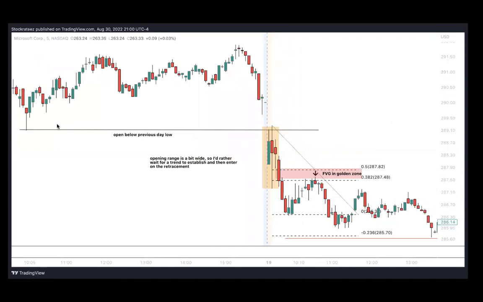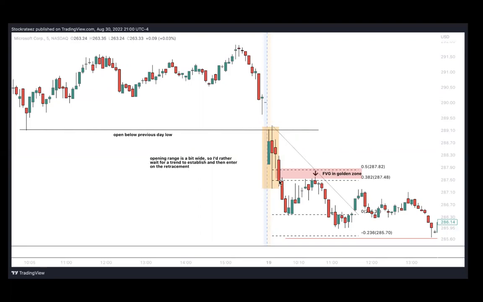All right, so we've got another example. This is the Microsoft chart again. So we've got the open below the previous day's low. This is our first 15-minute range. As you can see, these candles are kind of wide. It's kind of a big old range. So when the range is really big like that, I'm not really looking to get involved, because I don't want to get whipped around, especially if I'm trading options. Be down 50, 60% in a few seconds. Not my style. So I'd rather wait for a trend to establish and then enter on the retracement.